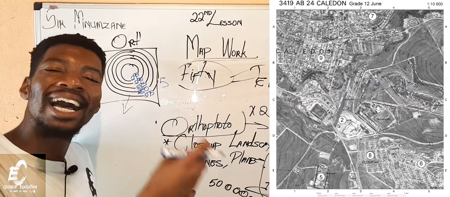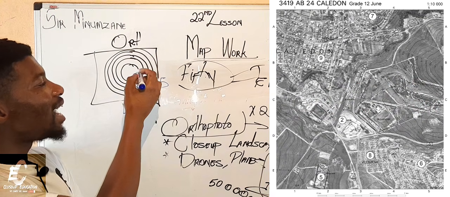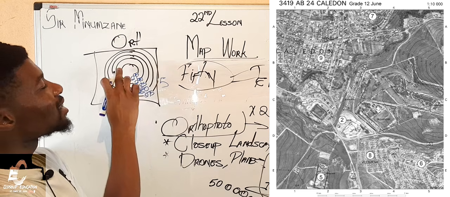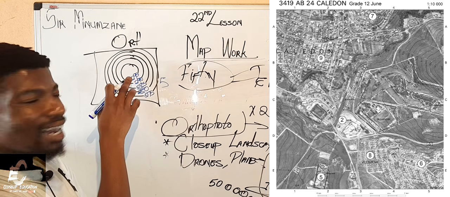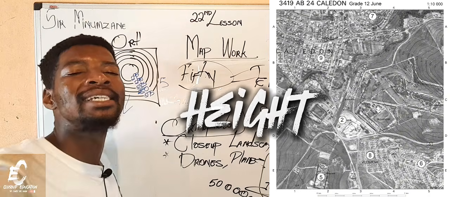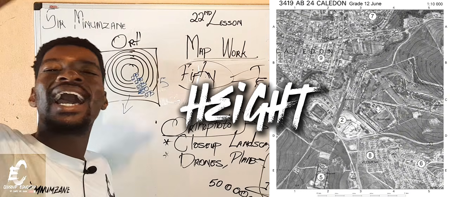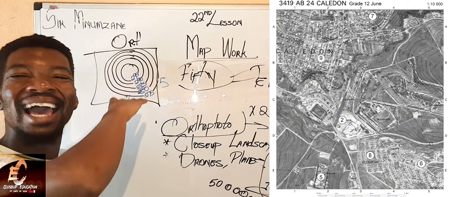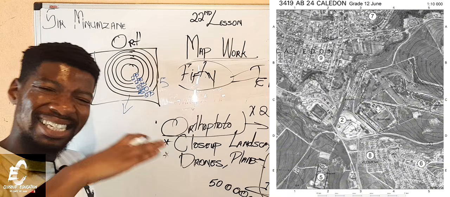So these lines are joining. So if this line is joining this area right here, this definitely means this area and this area right here, they have the very same height. They are in the same height above sea level. This one and this one, they are in the same height, the same level.